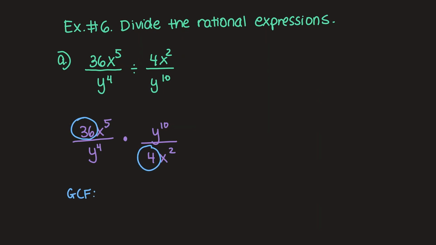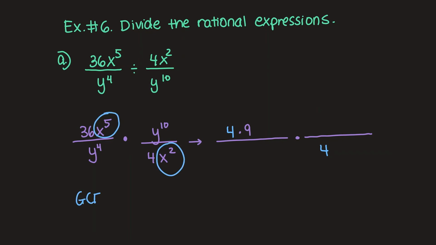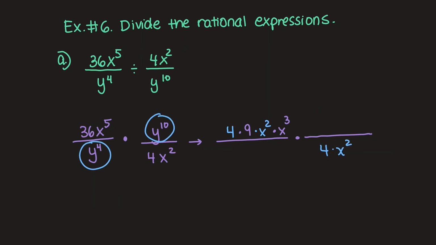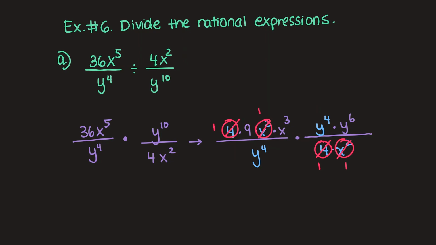36 and 4 have a GCF of 4, so we can rewrite these as factors with that GCF. X to the 5th and x squared have a GCF of x squared, so we can also rewrite these as factors with that GCF. And then y to the 4th and y to the 10th have a GCF of y to the 4th, so we can also rewrite these as factors with that GCF. Now we can easily divide out the common factors, and then multiplying across, we get 9x cubed times y to the 6th over 1, which is just 9x cubed y to the 6th.